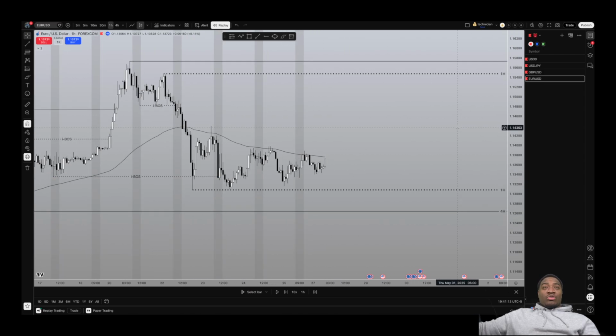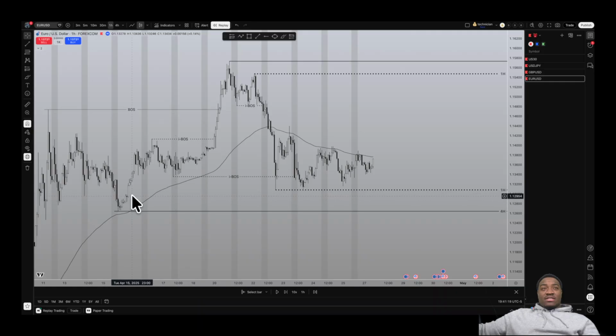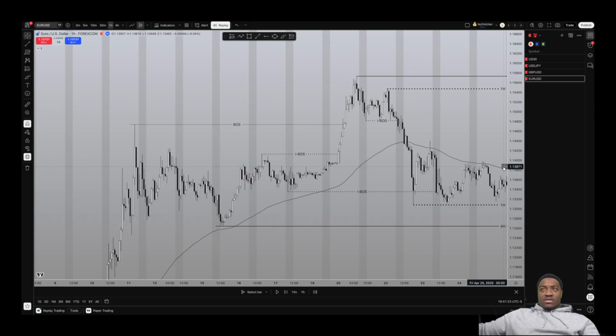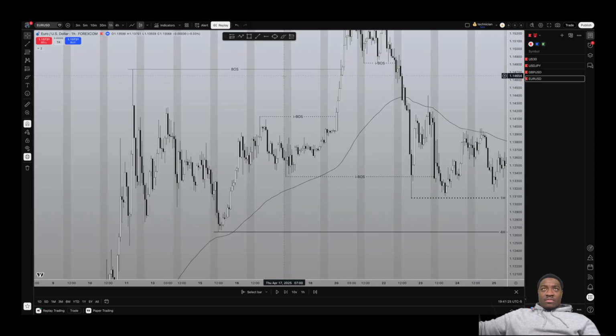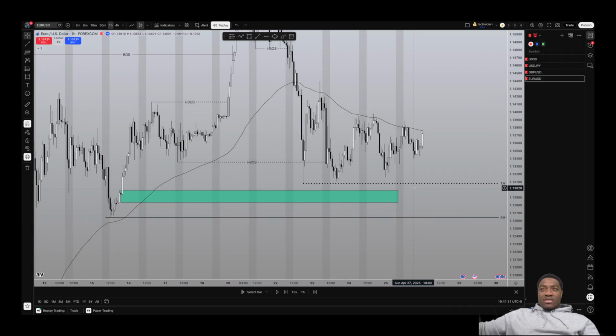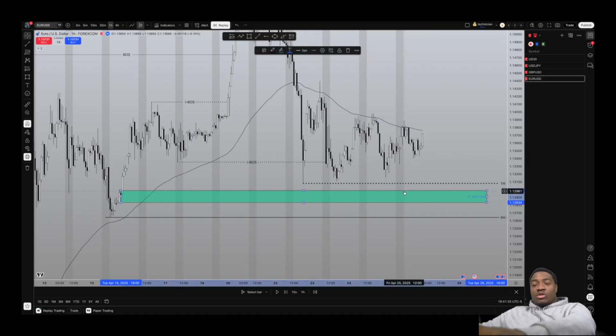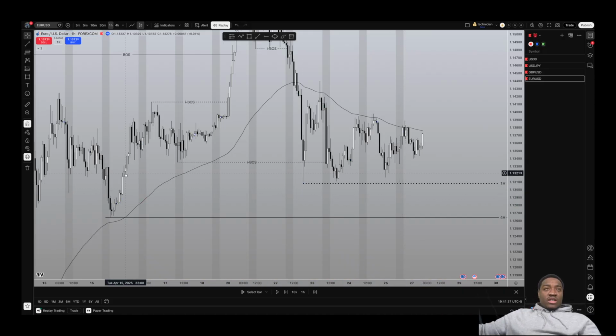Okay? So boom. What I see right now is boom, we came down here. We might have tapped into this order block right here. Let me see something. Might have tapped into this order block down here. No, not as yet. We haven't tapped into it yet, but came close. You feel what I'm saying? Or this one right here.